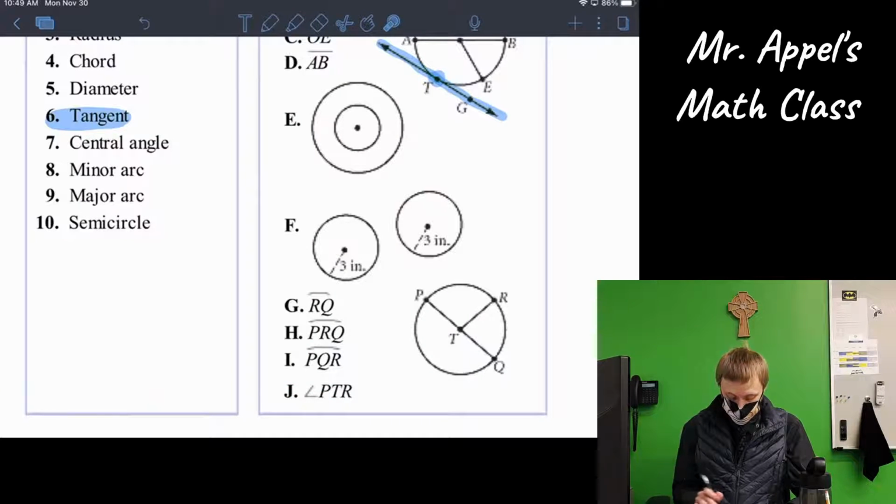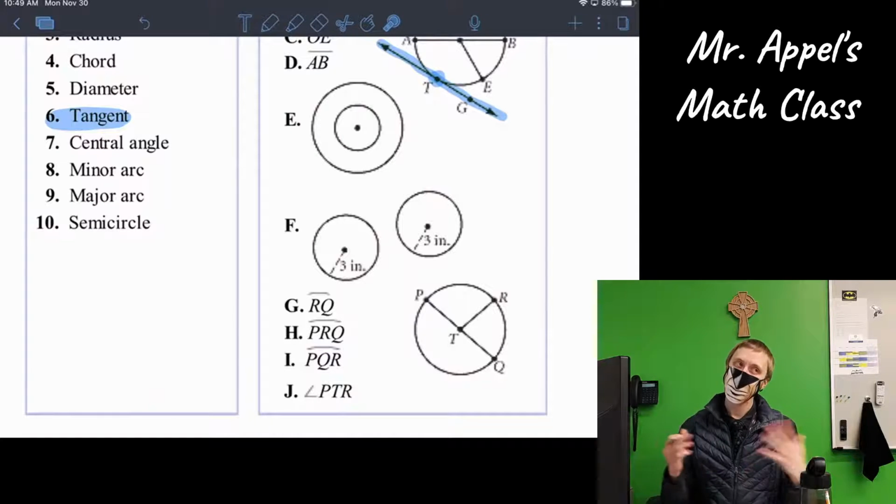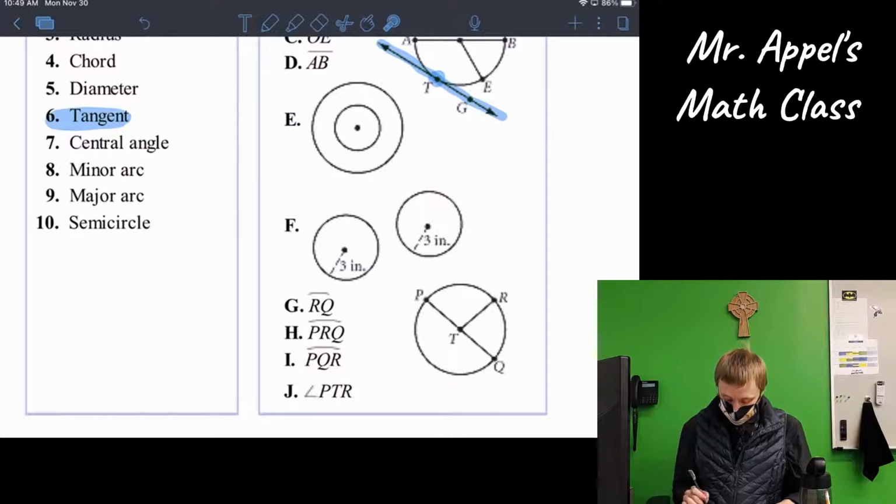We've got minor arc. That's going to be less than half the circle. Major arc, as it sounds, bigger, more than half the circle. So a minor arc might be R to Q. That would totally work. P, R, Q is half the circle. That would be our semicircle. And P, Q, R, all the way around here would be the major arc.